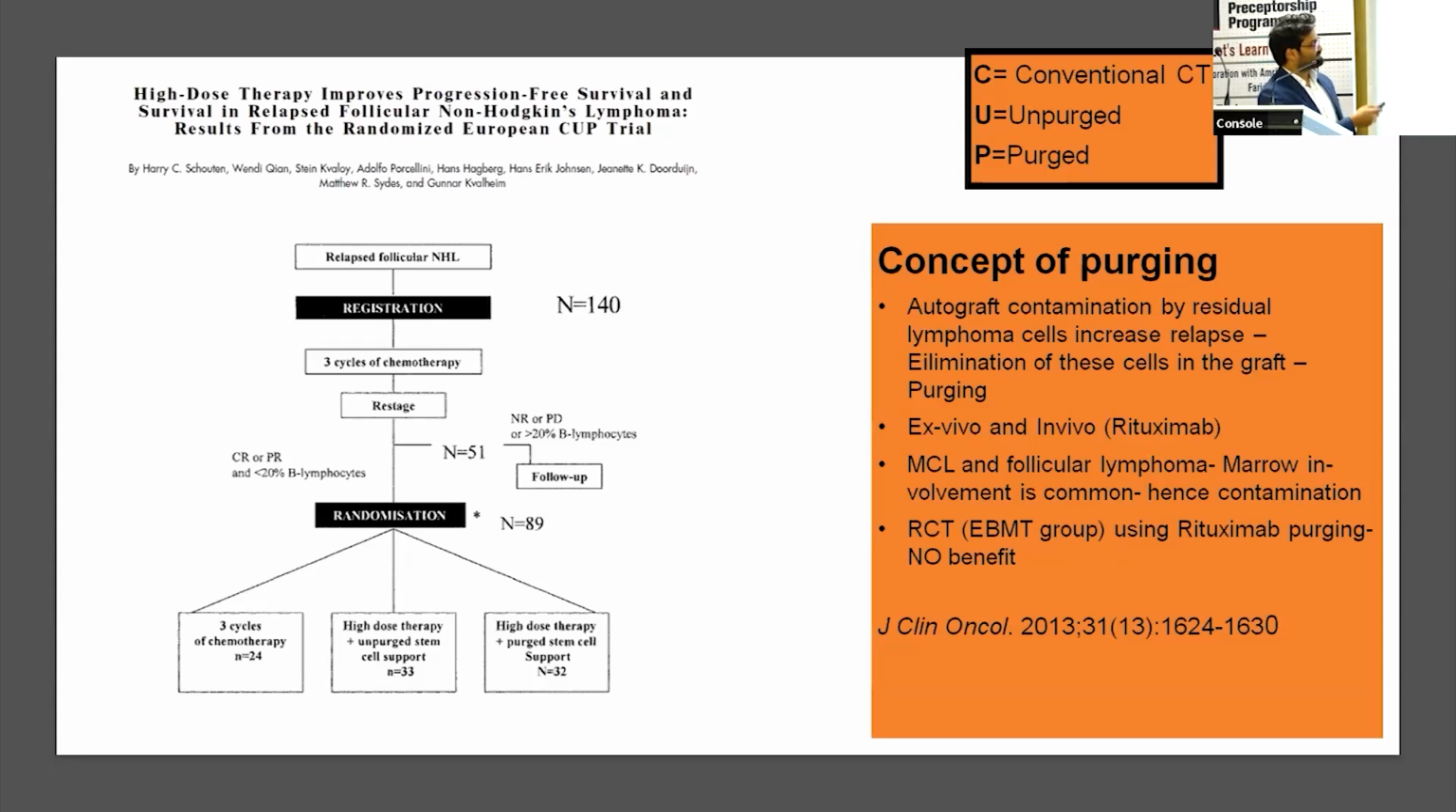So what happens in relapse? The CUP trial. The name is CUP: C for conventional chemo, U for unpurged, C for, what is purging, by the way? The concept of purging is that when you collect stem cells with active marrow disease, there is a fear of contamination of the stem cells with the disease, right? That is the thought for why these patients are relapsing.